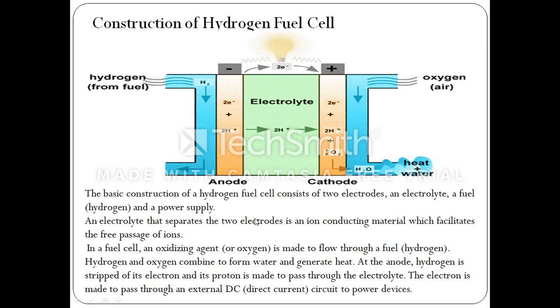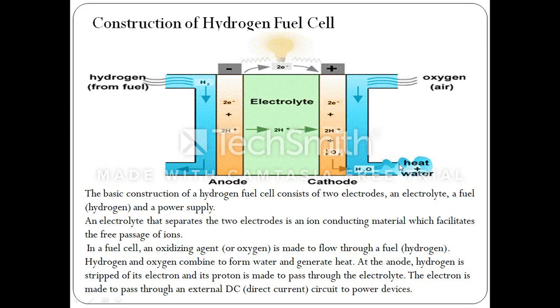Now the basic construction of hydrogen fuel cell consists of two electrodes, an electrolyte, a fuel, that is hydrogen, and power supply. An electrolyte that separates two electrodes is an ion conductive material which facilitates the free passage of ions as shown in the figure. In a fuel cell, an oxidizing agent or oxygen is made to flow through the fuel, that is hydrogen, and hydrogen and oxygen combine to form water and generate heat as shown in the figure.